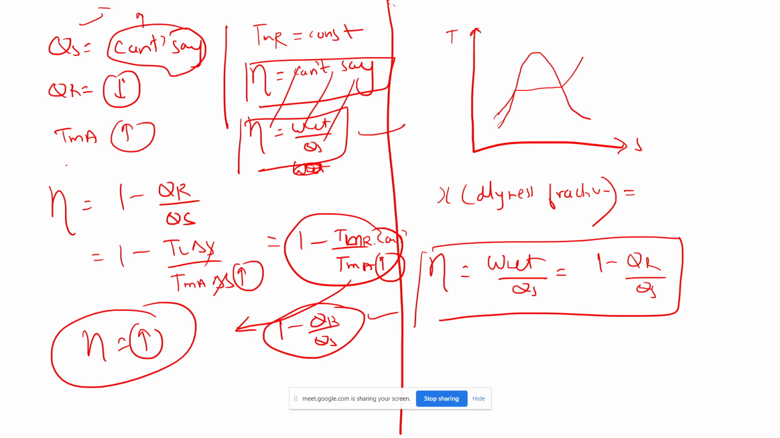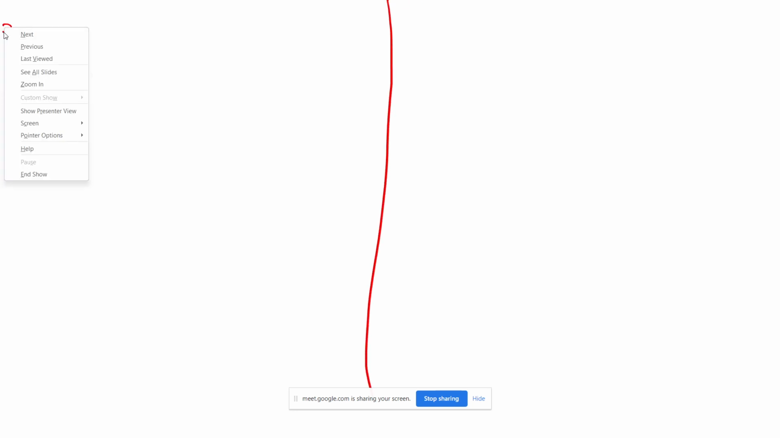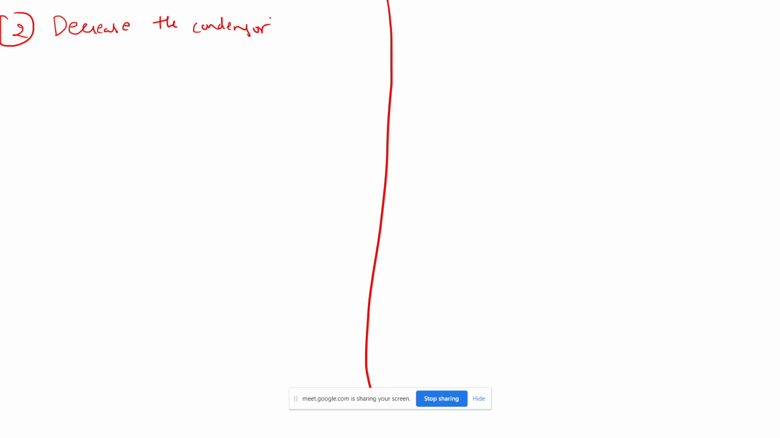Okay, sir. So dryness fraction, what will happen? Dryness fraction will decrease. X2 dash will be lower than X2. Okay. Second, we will discuss what is second. What will happen if we decrease the condenser pressure? Okay.